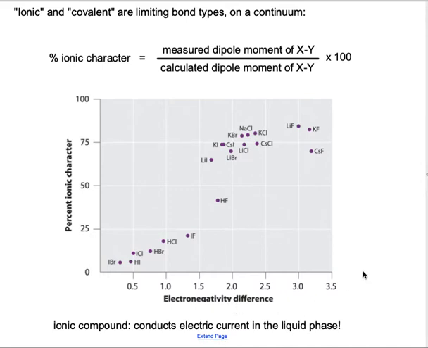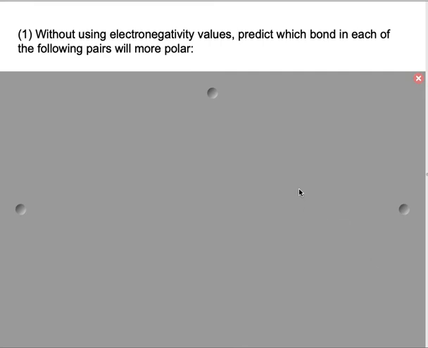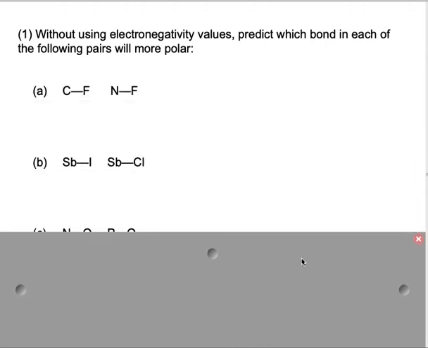Our definition of an ionic compound is one that conducts an electric current in the liquid phase. So if you melt it and it conducts current, that must mean it's made up of ions. Now, let's do some problems. Using only periodic trends in electronegativity, let's predict which bond in each of the following pairs is more polar.